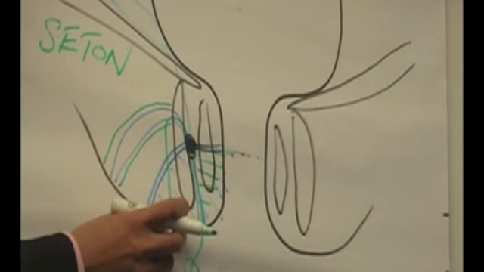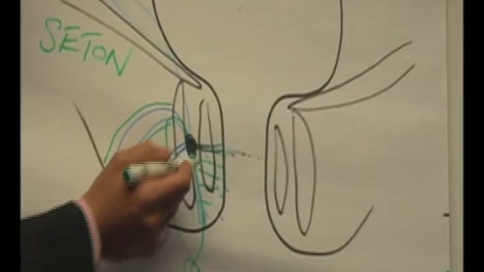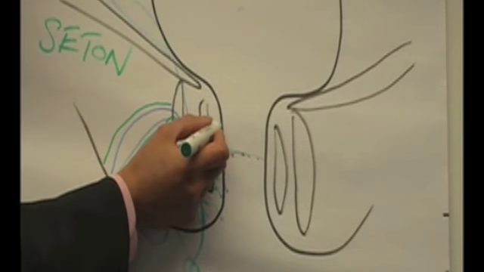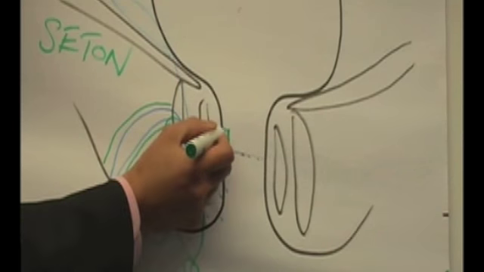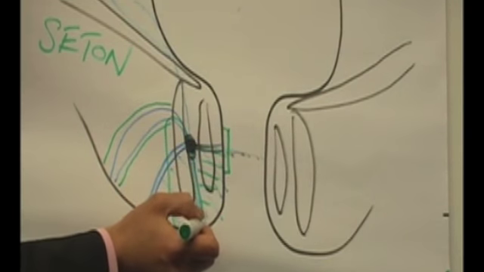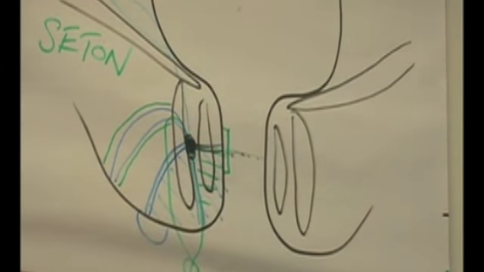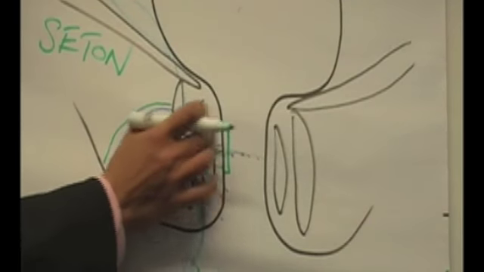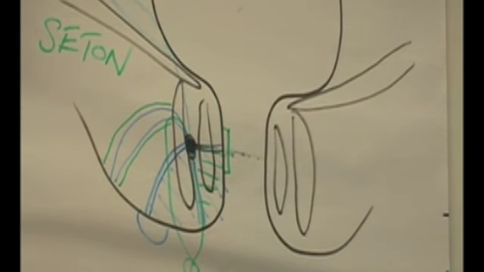Later on, the seton can be removed, and sometimes the internal opening here is then closed by advancing a bit of tissue either from the anal canal downwards or the anal skin upwards, depending on preference, to close off the internal opening once the sepsis has been drained.